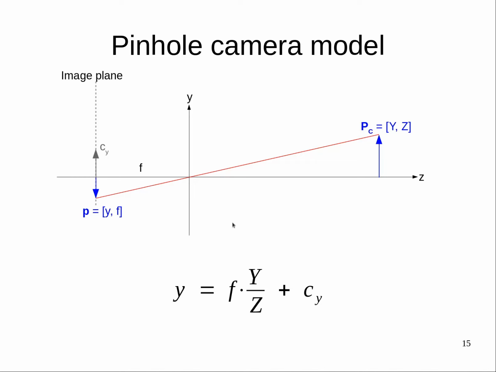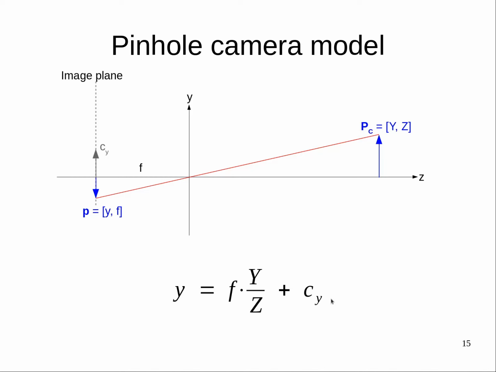Okay, so the relation is y divided by z equals small y divided by f, and we are interested in small y, so we modify the equation like this. And basically we could be done here, but we also add this principal point cy.